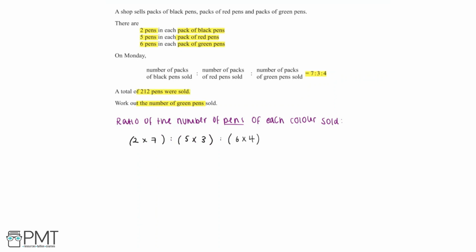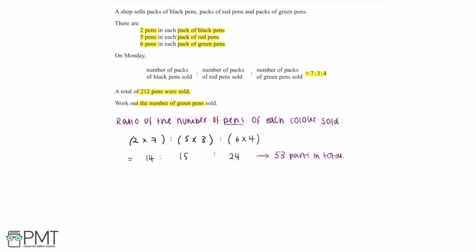So we can see that our new ratio would be equal to 2 times 7, to 5 times 3, to 6 times 4, which would give us a ratio of the number of pens of each colour sold, rather than the number of packs. Now we can simplify this ratio, which is equal to 14 to 15 to 24. And what we can also say is that 14 plus 15 plus 24 is equal to 53. And so we can see that there are 53 parts in total.